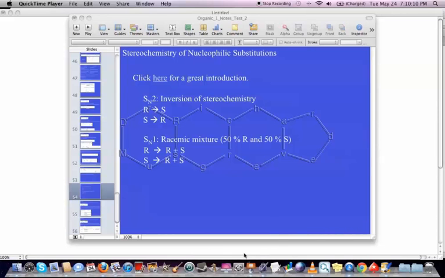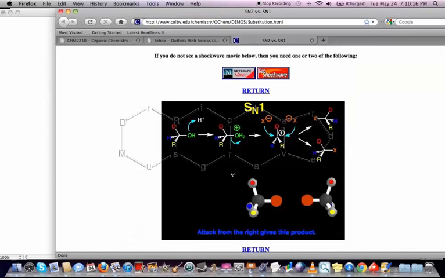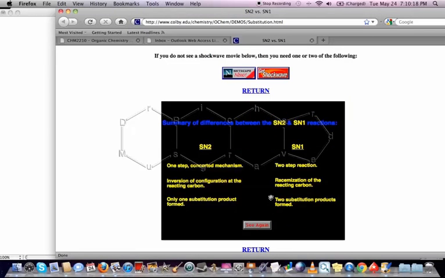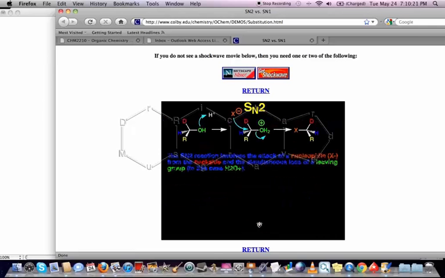This mini lecture serves as an introduction to the stereochemistry of nucleophilic substitutions. Now I know we've seen this before, but it's a useful tool for allowing us to see the differences between SN1 and SN2 substitutions and the stereochemistries of their products. So let's look at SN2 first.